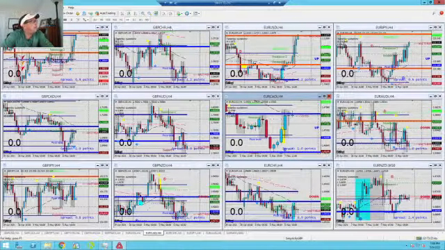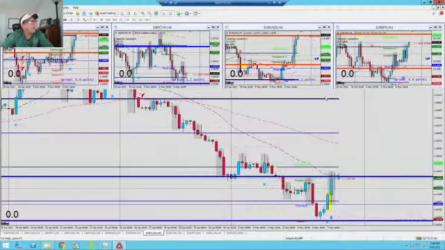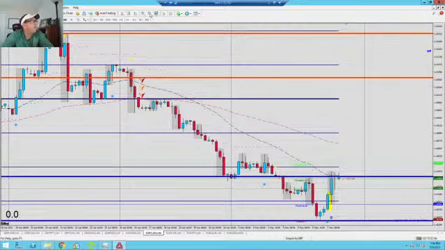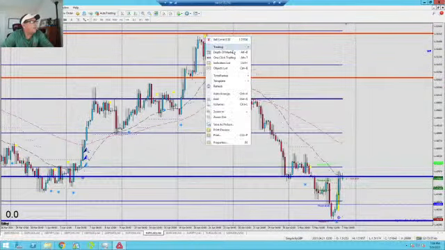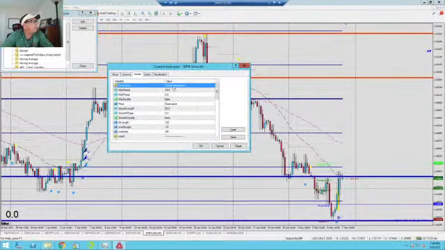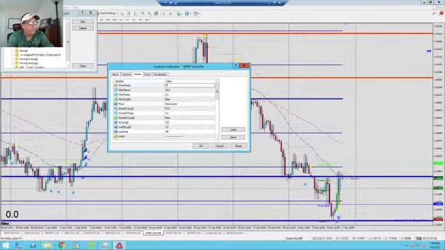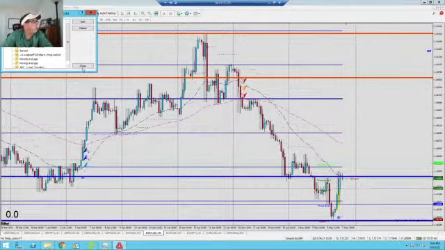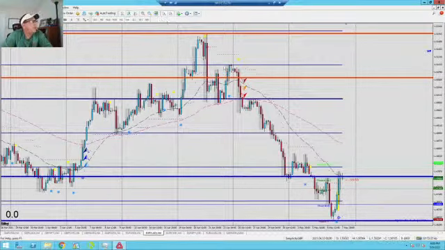But the idea here is just as an example, take a look at EuroCAD, and let's say I have WPR set to the 4 hour, just as an example. And basically what I can do is match EuroCAD on my local computer, and then basically use this as direction.